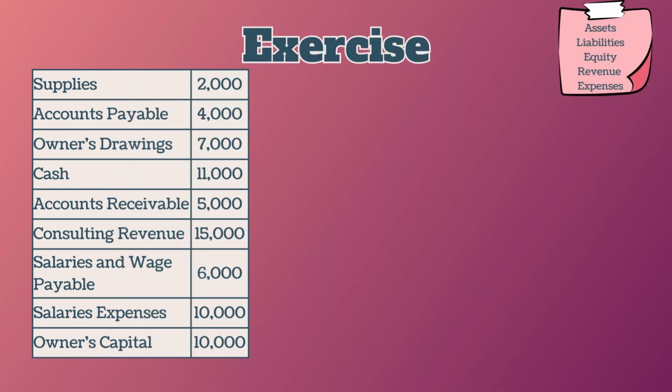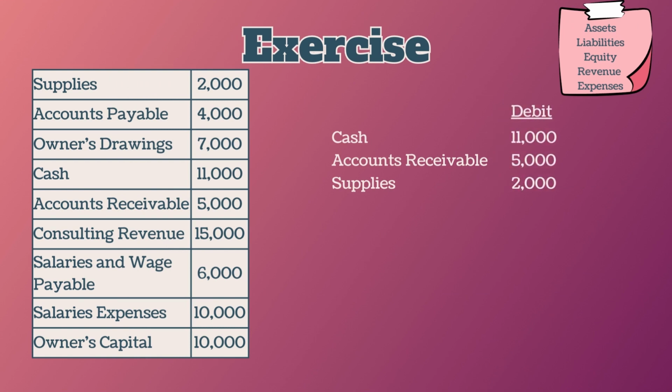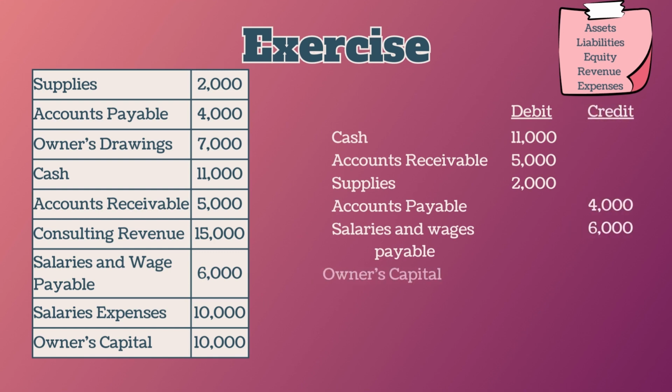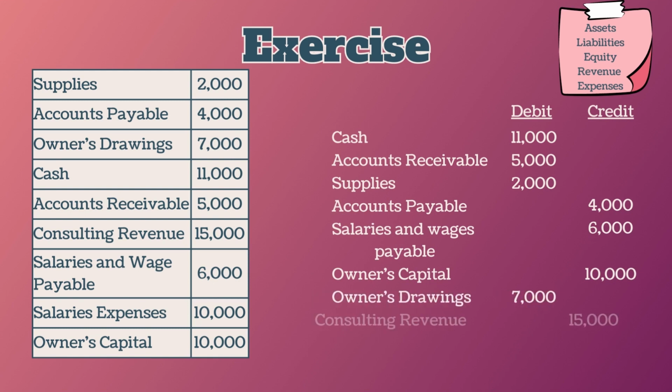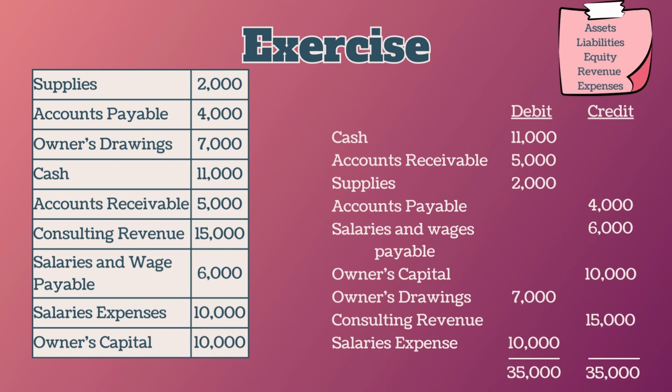So we start by listing the assets accounts. Assets have a normal debit balance. Then we insert the liabilities accounts. They carry a credit balance. Owner's capital is credit. Drawings are a debit. Revenue is credit, and expenses are debit. We sum up the two columns and verify that the debits are equal to the credits.